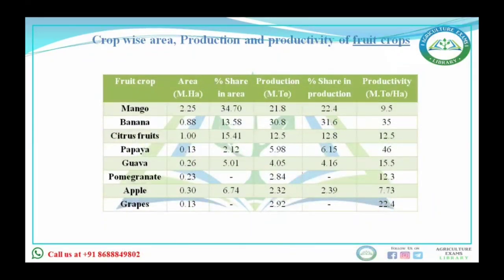Now, crop wise area, production and productivity of fruit crops. I'll tell one or two; the rest you can take a screenshot of or see. Take mango. The area under mango is 2.25 million hectare. Percentage share in the total horticulture area is 30.470. Production is 21.8 million ton. Mango shares 22.4% of the total horticulture production, and productivity in ton per hectare is 9.5. Likewise, you can see banana, citrus fruit, papaya, guava, pomegranate, as well as apple and grapes.